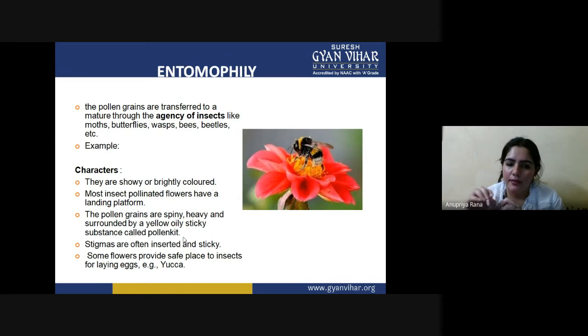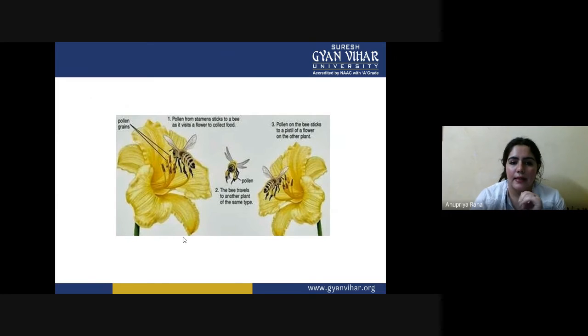It should be inserted inside. Some flowers provide a safe place for insects to lay eggs, and some flowers even have certain places in which insects can lay their eggs, like the yucca plant, which has a specific range or specific surface for laying the eggs of insects.